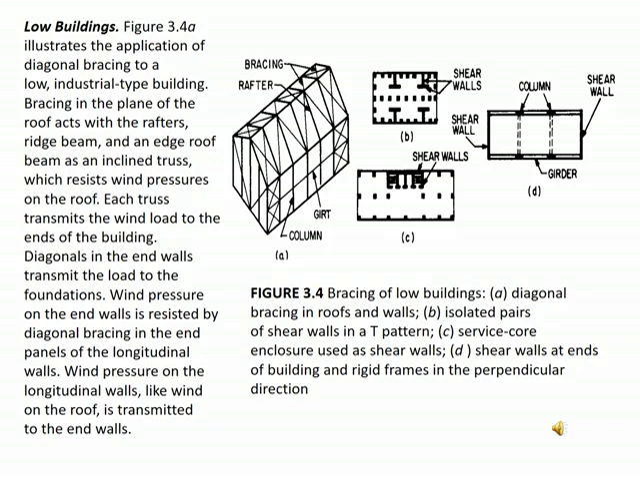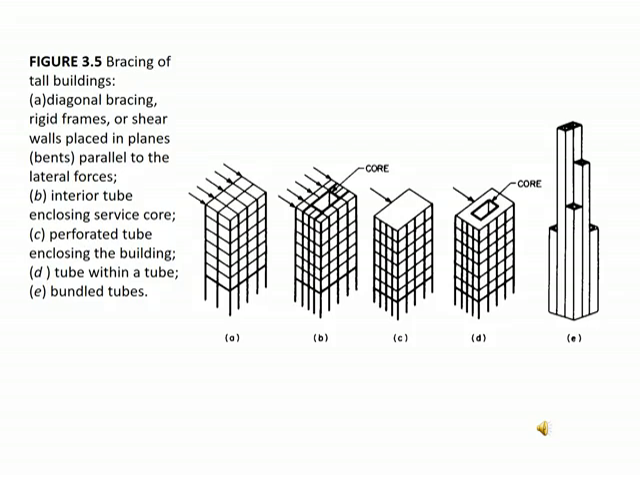When we are constructing the tall building, all the bracing has to be constructed first. So A means the diagonal bracing, rigid frame or shear wall placed in a position better suited to the lateral force. B is the interior tubes enclosing the service core. C is the perforated tube enclosing the building. These are tube within tube, and these are banded tubes. So those are the bracing methods for the tall building.